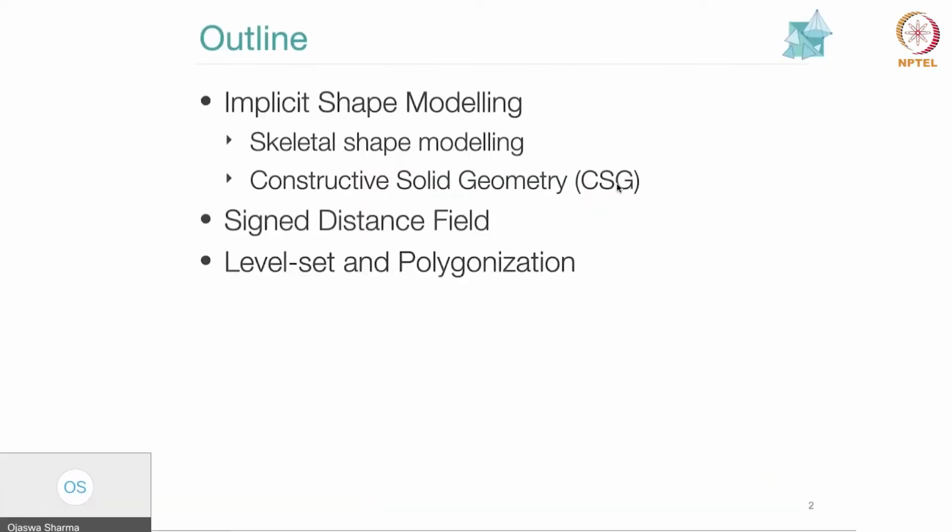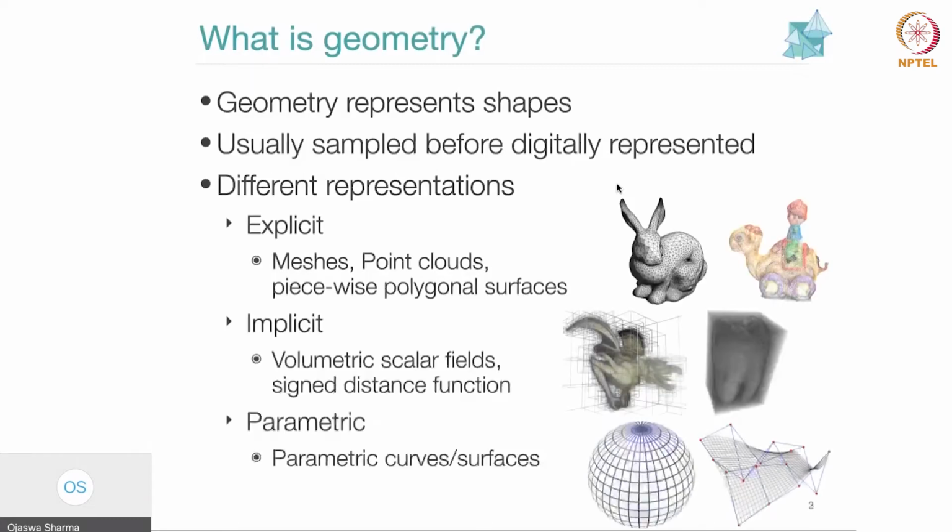So this is the outline in front of you. Right. So what is geometry, right? While you already know what is geometry, we want to represent shapes from the real world, or the shapes that we are interested in doing some analysis on, right? So that's why we want to represent it digitally, right?